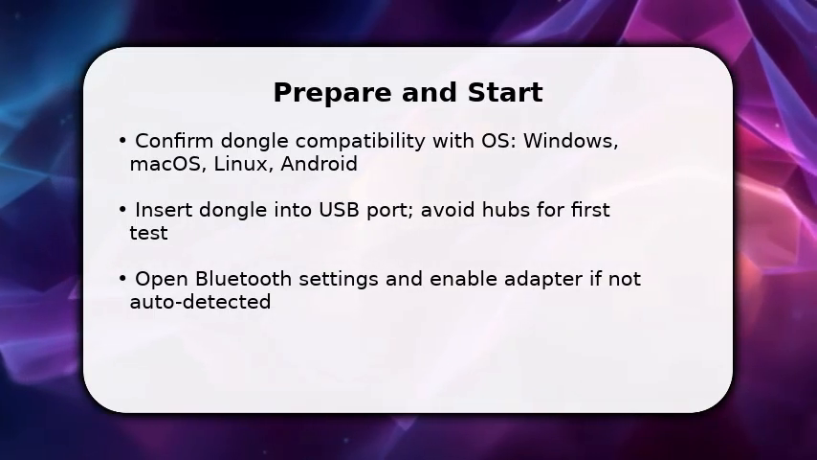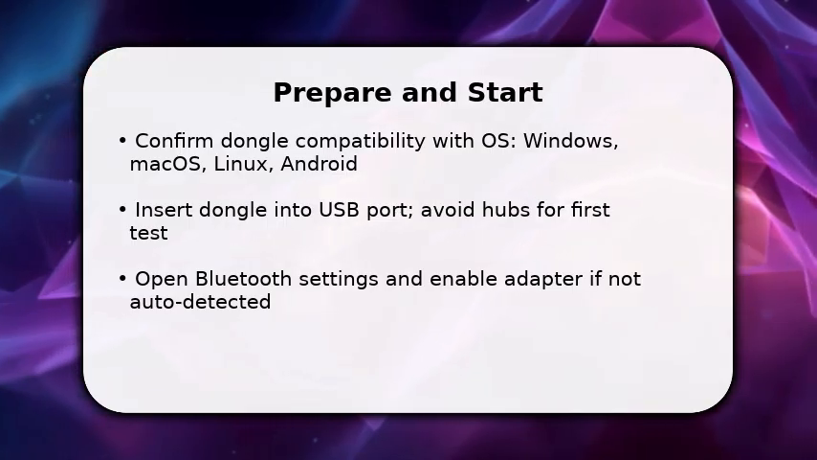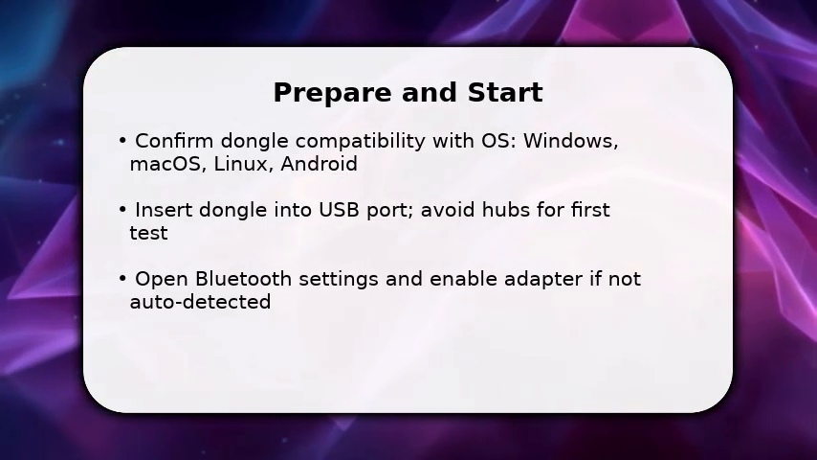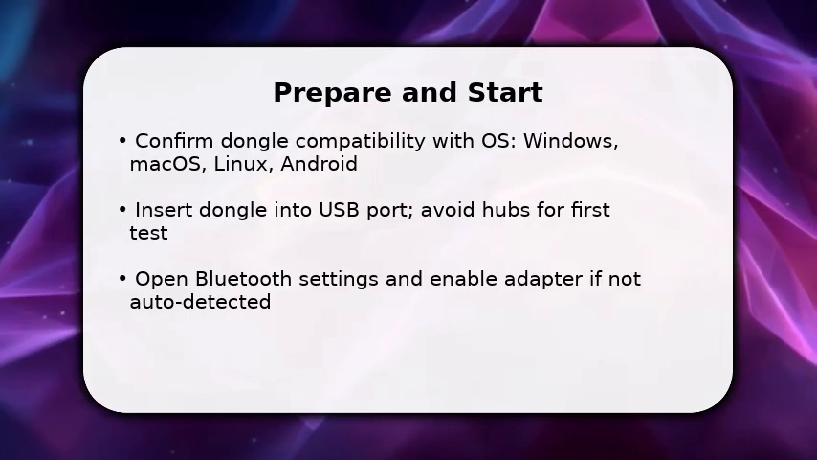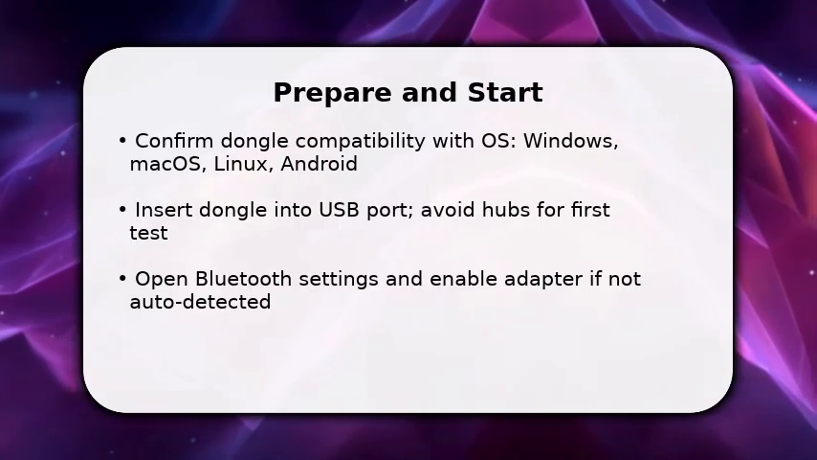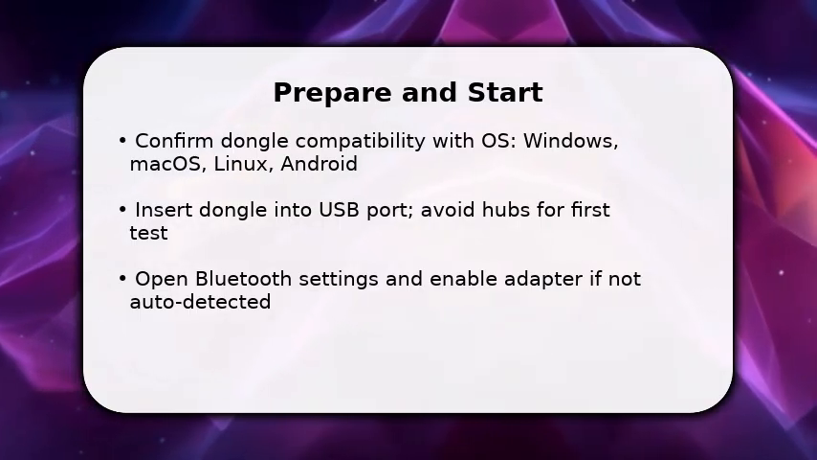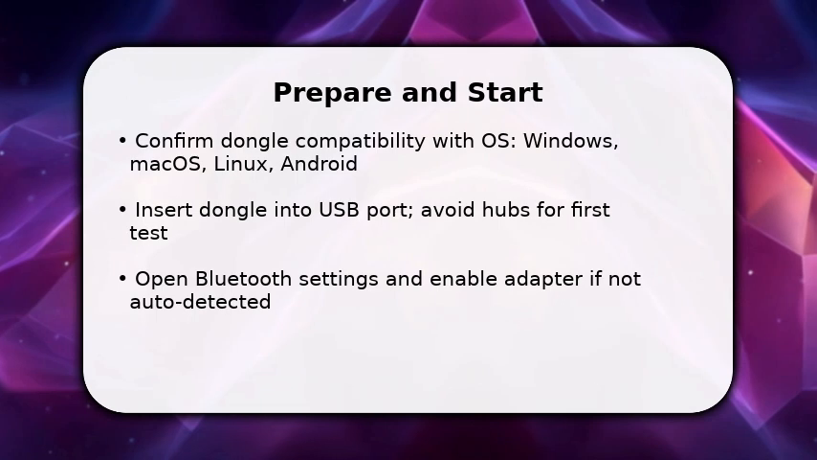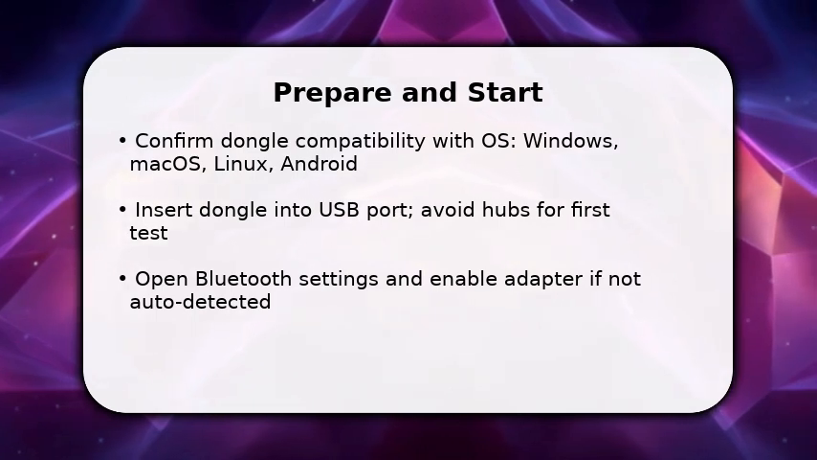If none appears, open your OS Bluetooth settings and enable the adapter manually so the system recognizes the radio. This step makes sure the device is present and powered. After that, you can install drivers or proceed to discovery and pairing without guessing at the cause of failures.